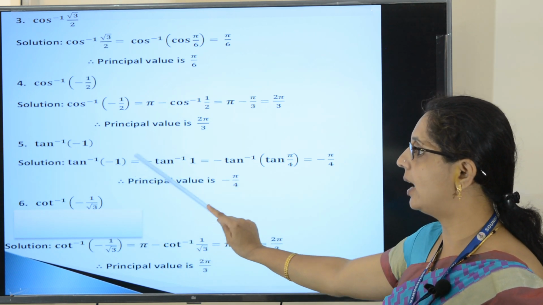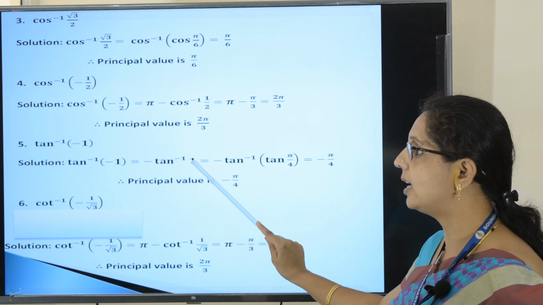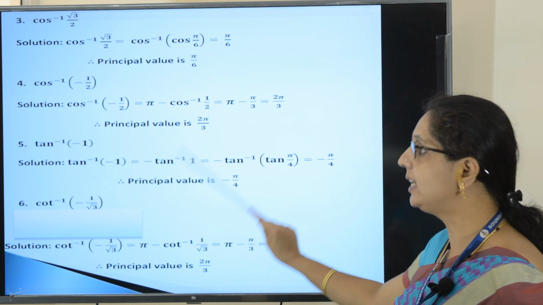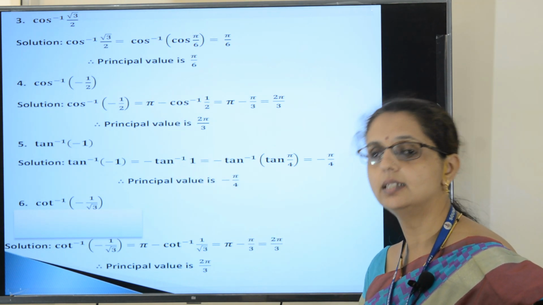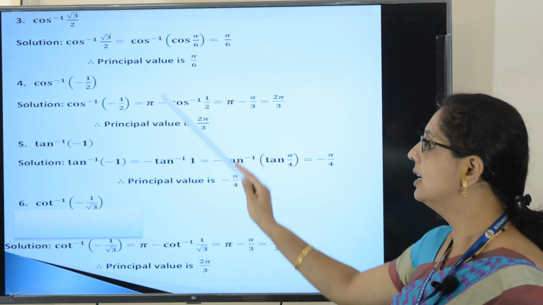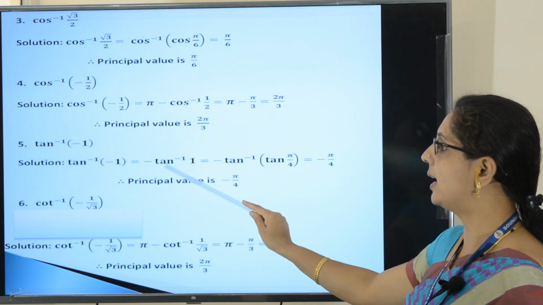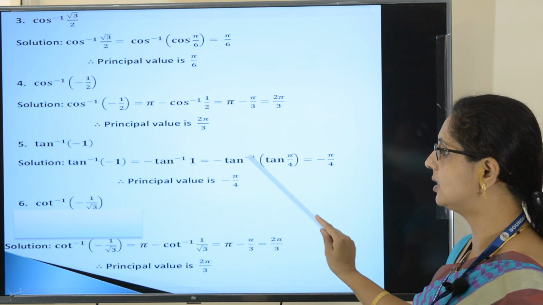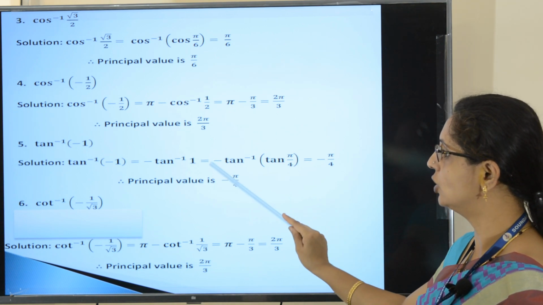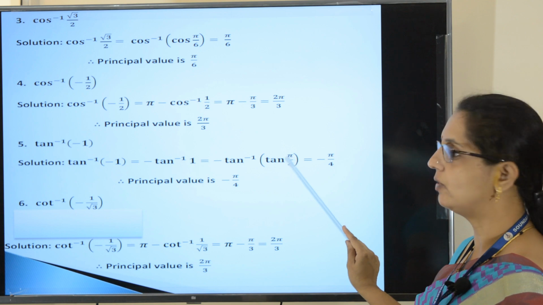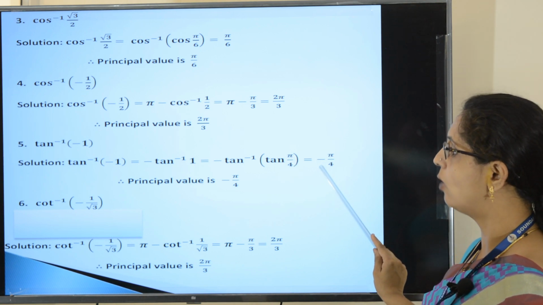Tan inverse of minus 1 is minus tan inverse 1. Quickly recollect from where I got this minus sign. Tan inverse of minus x is minus tan inverse of x. Tan inverse of minus 1 is minus tan inverse of 1. Minus tan inverse 1, I have replaced it as tan pi by 4 in a bracket. What is one value? Tan pi by 4, which we already know, minus carried out as it is.